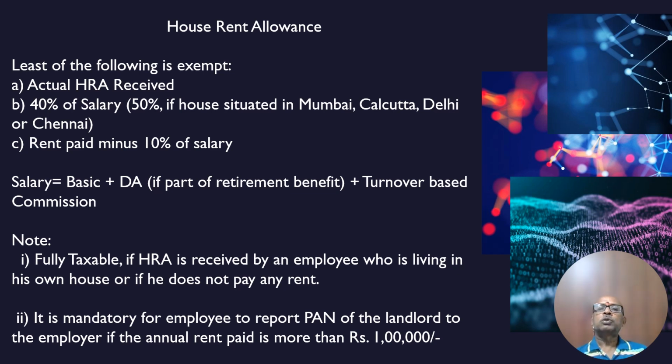We'll see now. So now, the least of the following is exempted. We have given three items. Number one, actual HRA received. You see, you get 10,000 rupees HRA every month. Okay, 10,000, you keep as A.